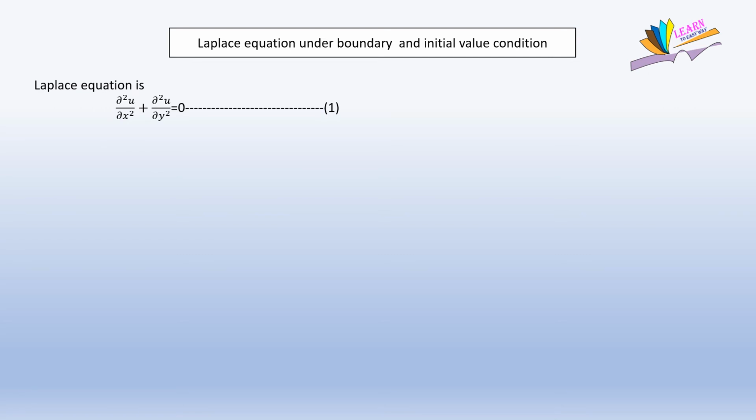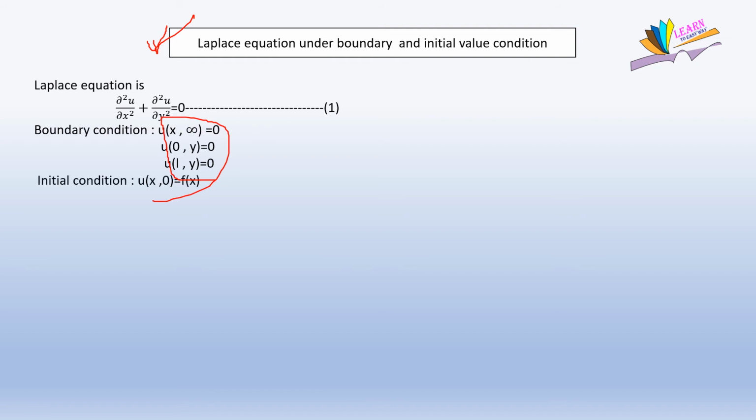Laplace equation under boundary condition and initial value condition. Now we will see how to solve the Laplace equation if the boundary and initial conditions are given, and how we will apply them. The Laplace equation is del square u by del x square plus del square u by del y square is equal to 0, and the boundary conditions are u of x comma infinity is equal to 0, u of 0 comma y is equal to 0 and u of L comma y is equal to 0. This is the boundary condition.